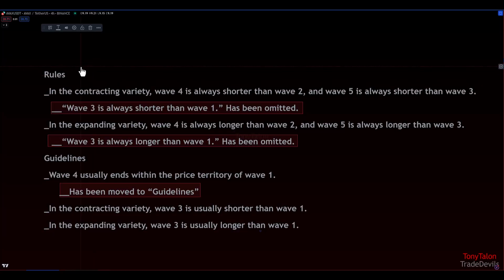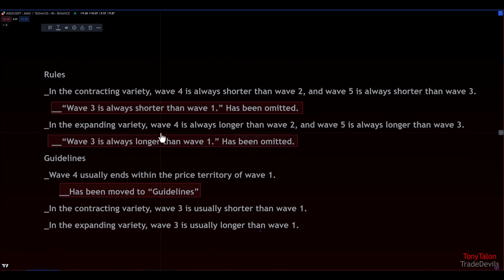Alright, so what I've done here is removed all the comparable rules and guidelines between the two editions and just kind of broke down what's actually new and being said in version 12. So we're just going to read through these and kind of see what it's telling us. Rules. In the contracting variety, wave 4 is always shorter than wave 2, and wave 5 is always shorter than wave 3. Now in edition 11, there was a line within this sentence that stated wave 3 is always shorter than wave 1. That has now been omitted.